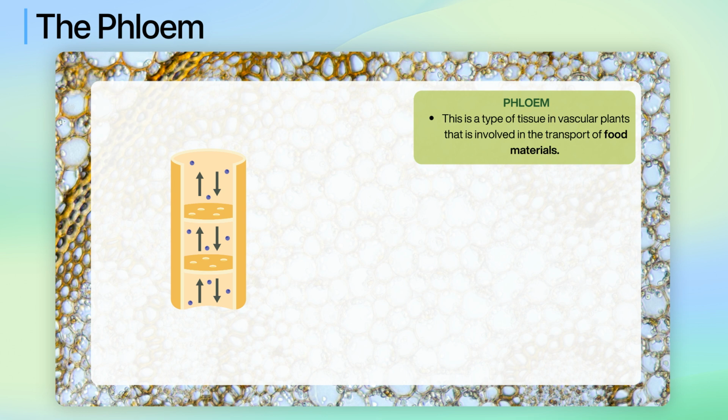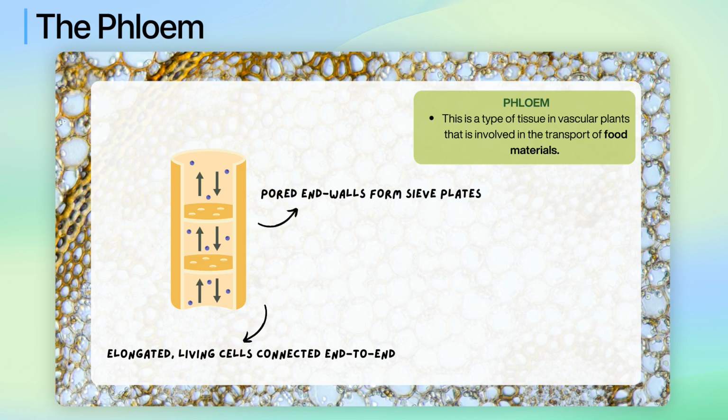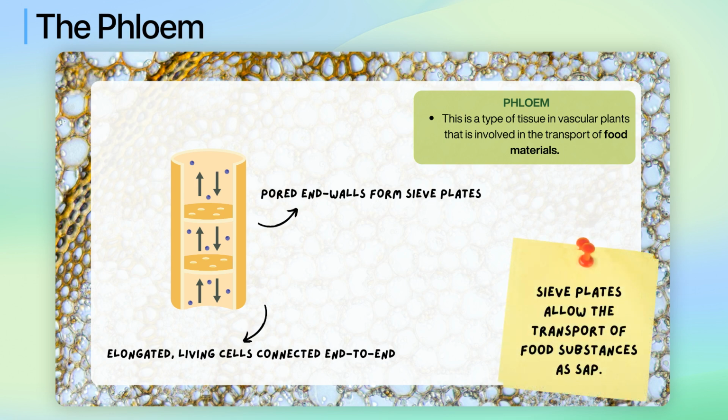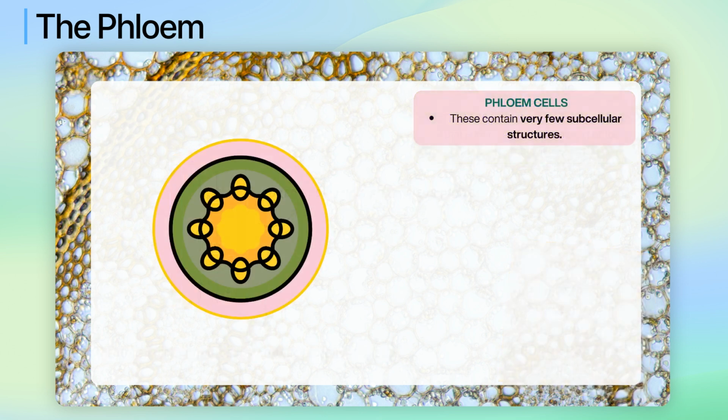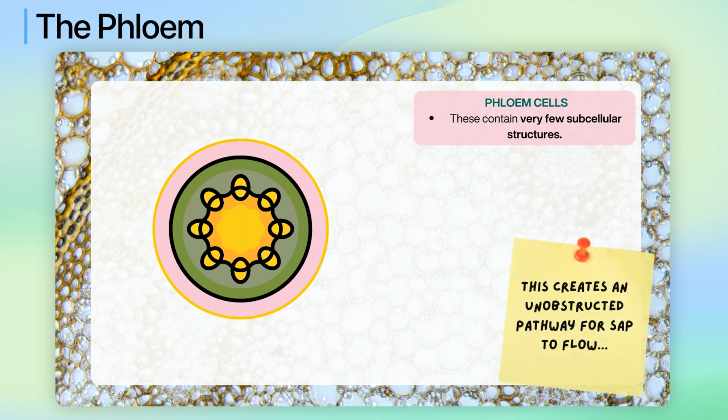Phloem is composed of elongated living cells that are connected end to end. The end walls of these cells have small pores that form sieve plates. These sieve plates allow the transport of food substances in the form of sap. Notably, phloem cells have very few subcellular structures. This creates an unobstructed pathway for the flow of sap.